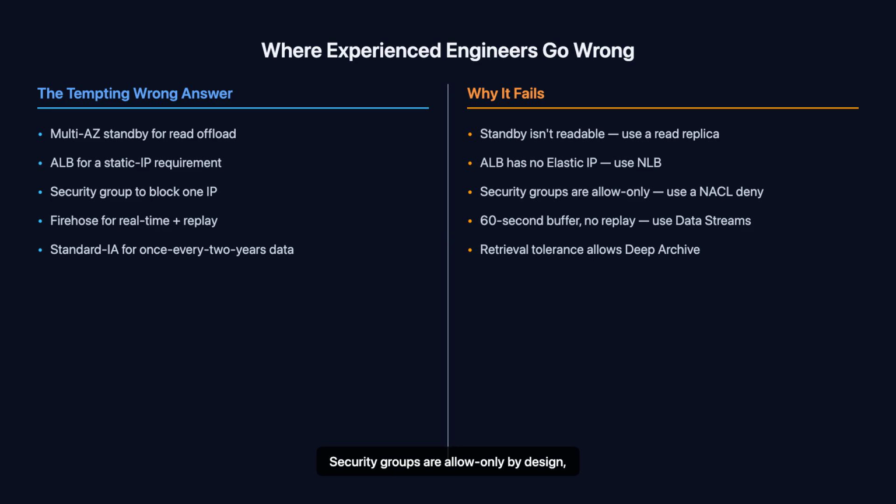Security groups are allowed only by design, so blocking a single IP requires a network ACL deny. Firehose buffers for up to 60 seconds and has no replay capability. When you need true real-time processing or the ability to reprocess, data streams is the right architecture. And standard and frequent access is too warm for data that's touched once every 2 years. When the retrieval tolerance is that wide, deep archive is the correct tier.